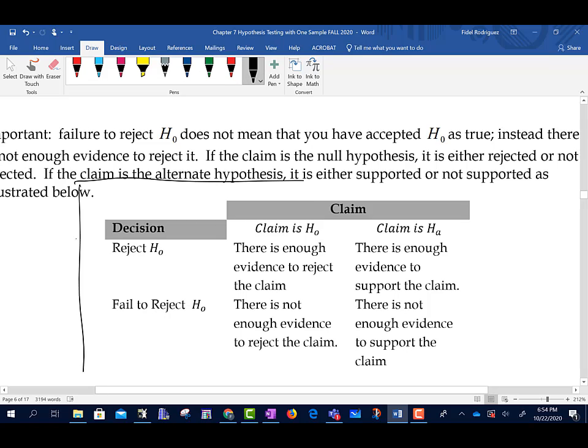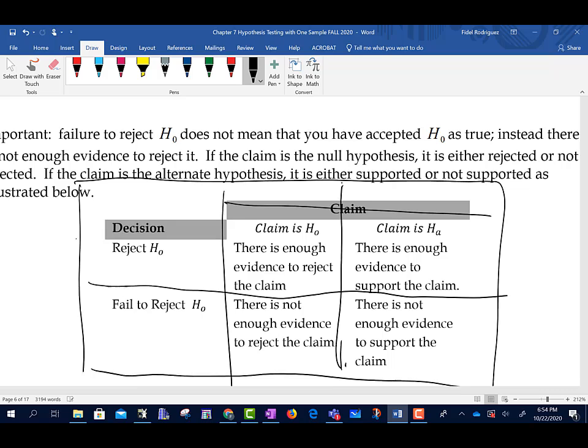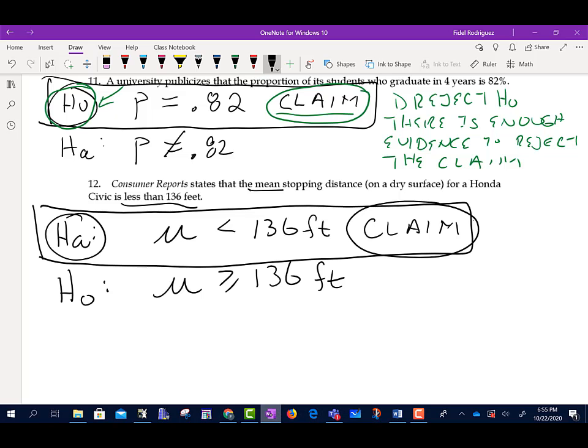So here's my chart, right? And I want you to notice, the two options are either to reject the null or to fail to reject the null, okay? So those are the ones that I'm always going to reject or not reject, okay? So let me come back to my original problem here. So our claim happens to be our alternate. So we're going to have two case scenarios.